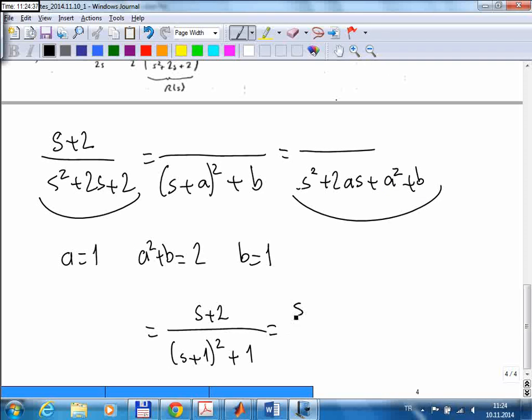So if I have S plus 1 here, then S plus 1 squared plus 1, the inverse of this is already given in the table. But it's not what I have, right? I have another term here, there's 1 left here. I should still keep that.